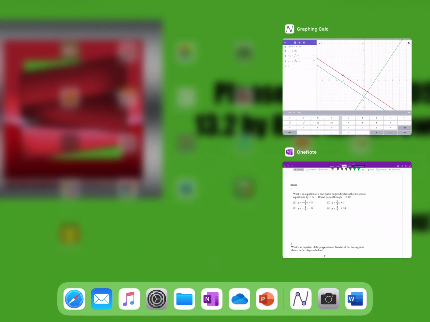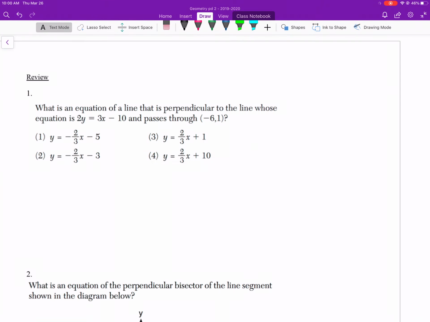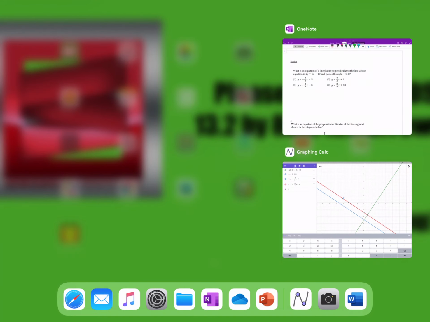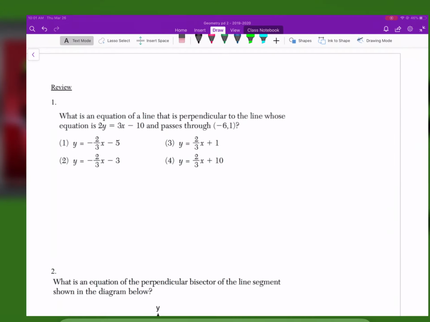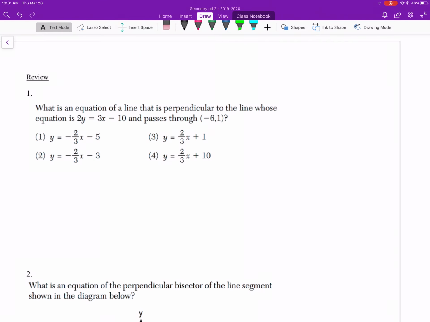Let's just quickly look at one of the answer choices that would be wrong. Y equals 2/3 x plus 1. Definitely not perpendicular, you can see that. And if you put in choice 4, you'll see that's also not our answer. So you end up with choice 2.